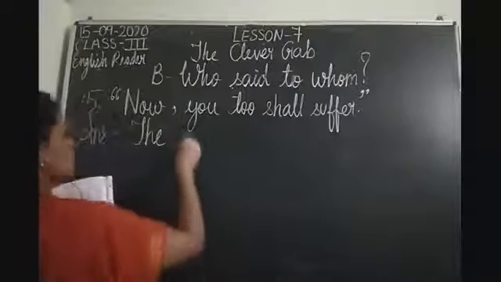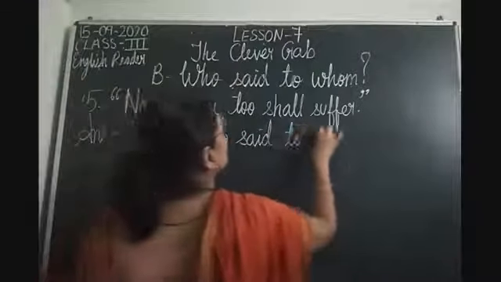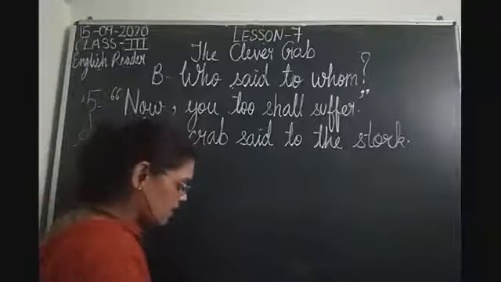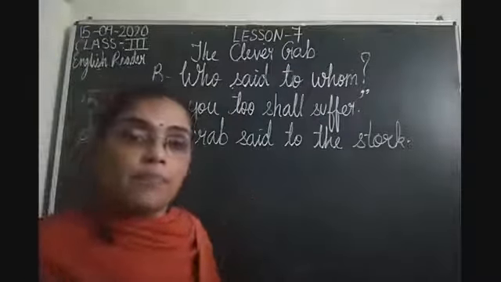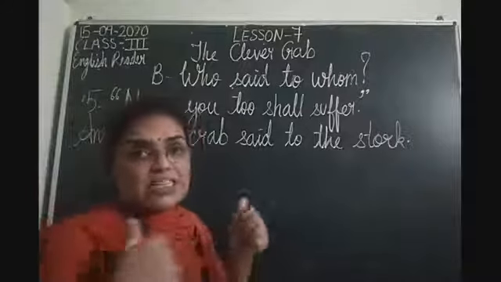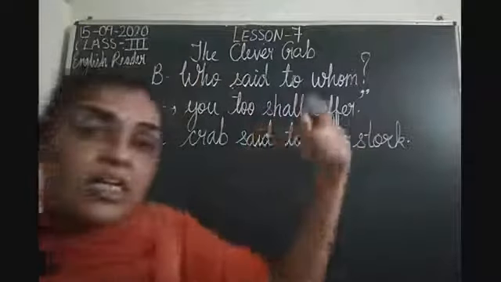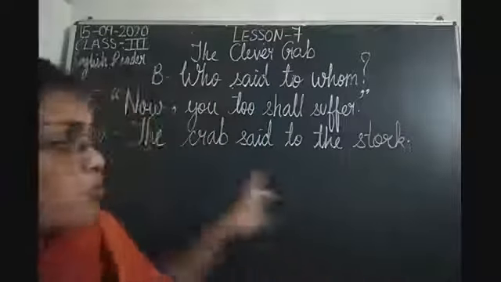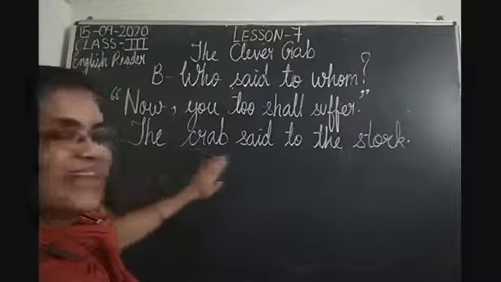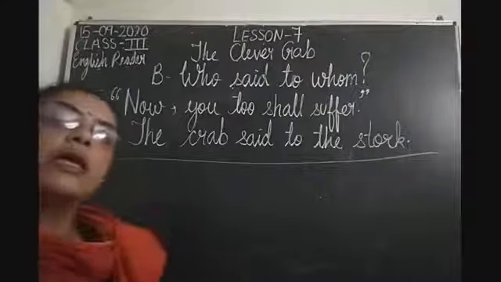So the crab said to the stork. When the crab knew that the stork had broken the trust of the fish, he had eaten them on the way, so immediately he dipped his pincers into the stork's neck and the stork started bleeding. That time he said that now you too shall suffer. Means as you did to my friends, the same will happen to you. So now you too shall suffer. The crab said to the stork. Who said this, children? The crab said to the stork.